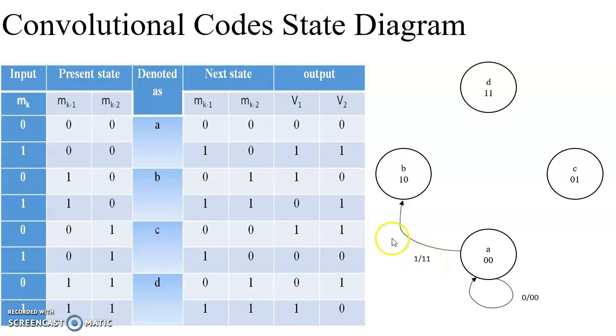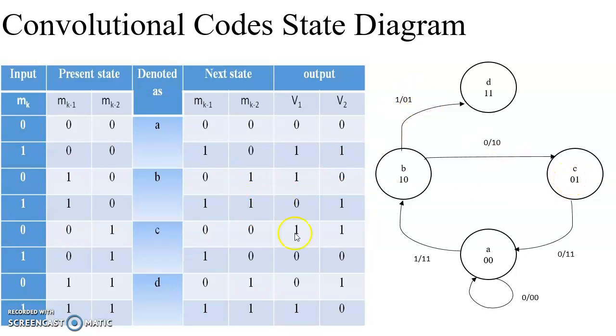Likewise, we are going on to the next. Present state is 1, 0. Input is 0. Next state we are going to is 0, 1. So the arrow is going to 0, 1 and output is 1, 0. Then present state is 1, 0. Input is 1. Next state is 1, 1 and output is 0, 1.